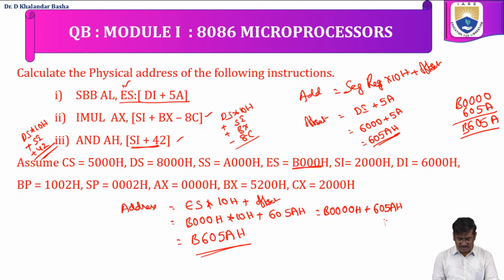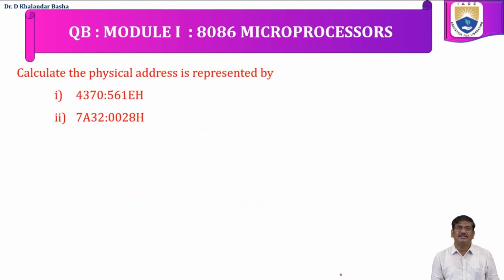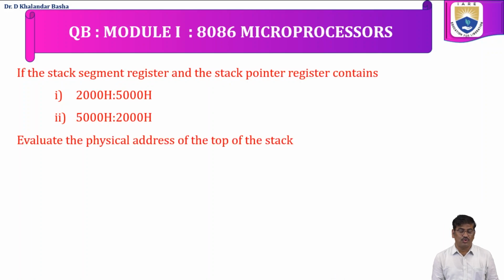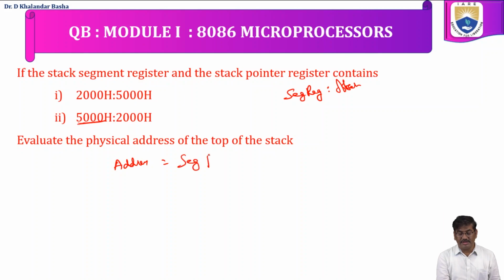Next, calculate the physical address represented by the following. Whenever two entities are given with a colon as separator, the first one before the colon refers to the segment register contents, and the one after it is the offset. As we know, the effective or physical address is calculated as the segment register contents multiplied by 10H, plus the offset.